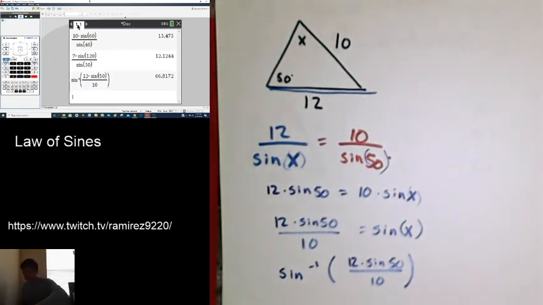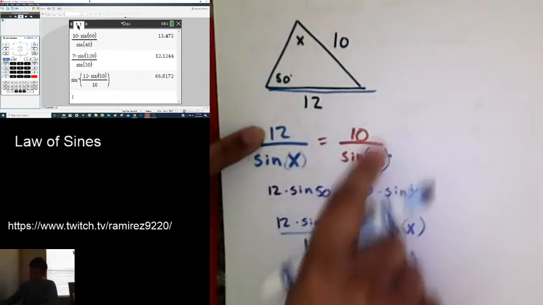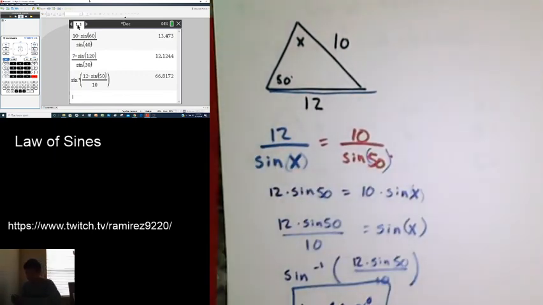And so the angle has to be x. The angle is 66.8 degrees. Again, it makes sense because this number is bigger than the 10. So the angle has to be greater than 50.